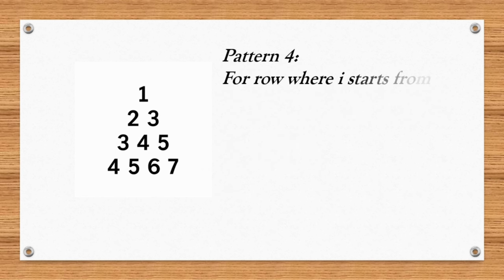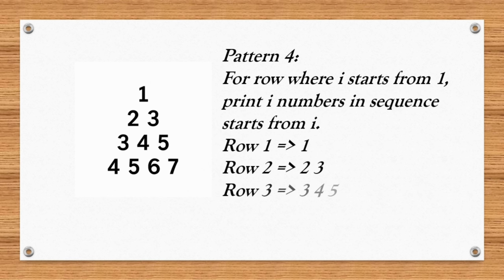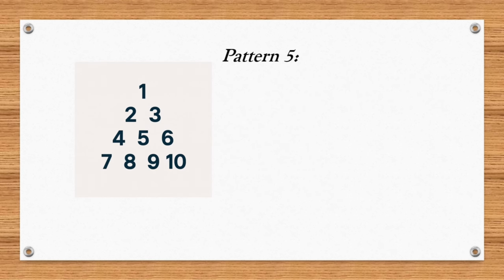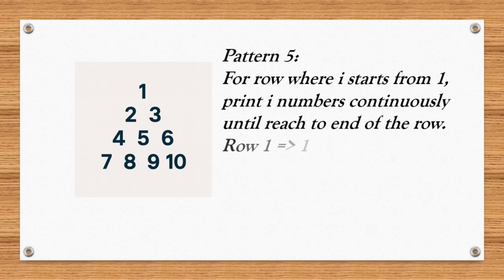Pattern 4. For row where I starts from 1, print I numbers in sequence starting from I. Row 1, 1; row 2, 2 3; row 3, 3 4 5. Pattern 5. For row where I starts from 1, print I numbers continuously until the end of the row. Row 1, 1; row 2, 2 3; row 3, 4 5 6.